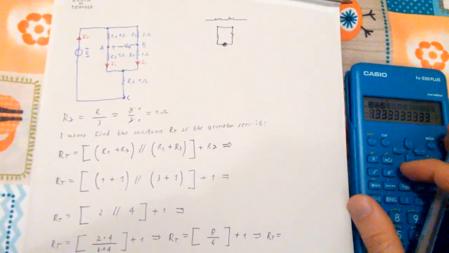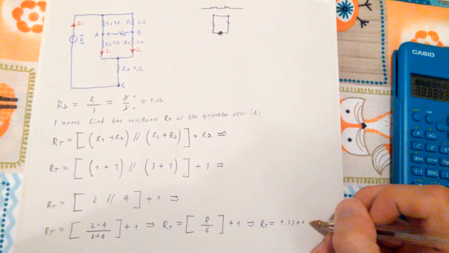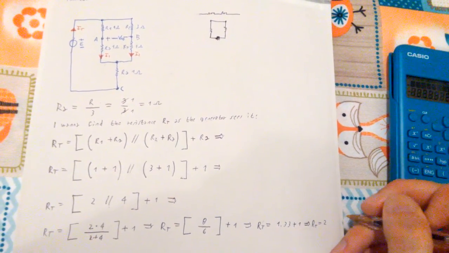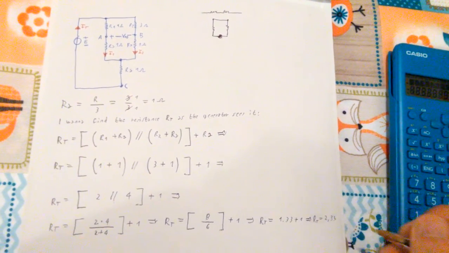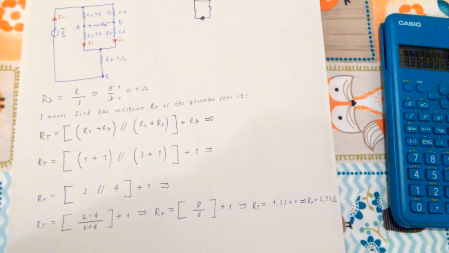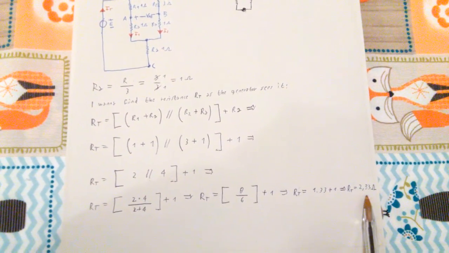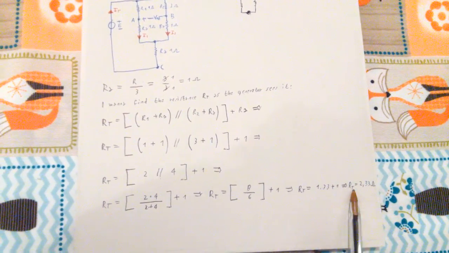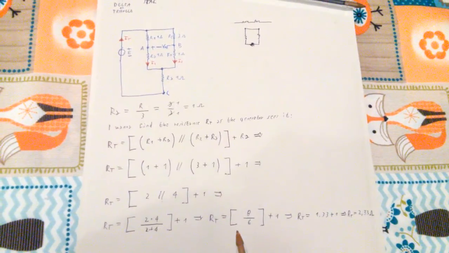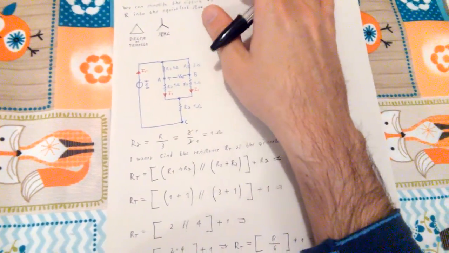And so I'm just going to say, okay, this is 1.33 plus 1, which is going to give me my RT, which is 2.33 ohm, of course. Never forget ohm here. Okay. So this is my total resistance. So this whole thing here, okay? Okay, we're slowly getting there.